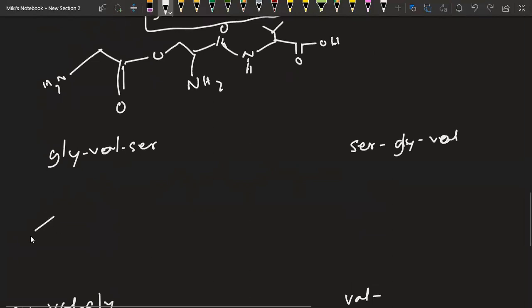Initially we have the glycine. So NH2 is present here. This is O, there's O. Now, when we have glycine and valine, valine is this. So valine's NH2 is going to react, so that O will be gone. NH2 is going to come here. This is the valine part.